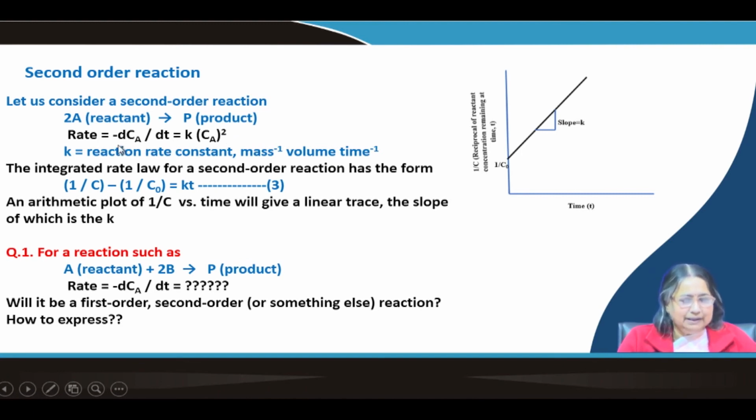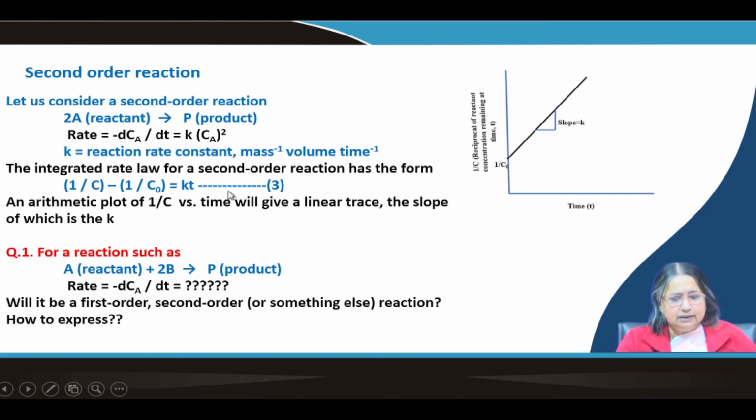Now, in the same way, integrating, it gives 1 by C minus 1 by C0 equals K into T. And here you can see the unit of the reaction rate constant K is this one. You can easily develop it from that rate expression, because rate is minus dC_A by dt. So, there is one concentration term and another concentration term to the power 2, so K will have this unit accordingly. Okay.